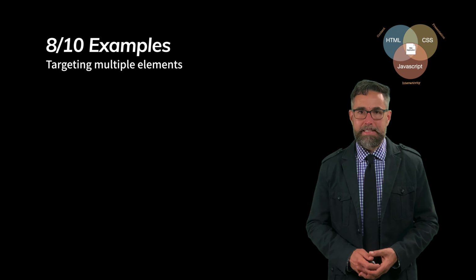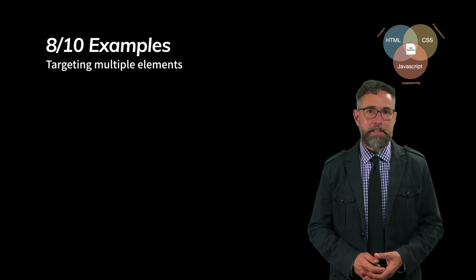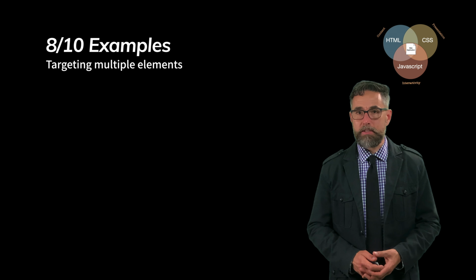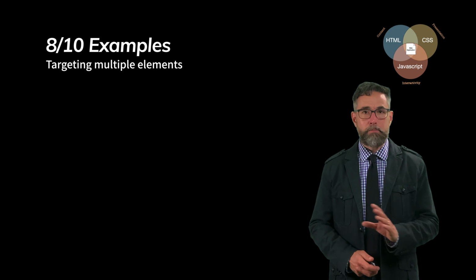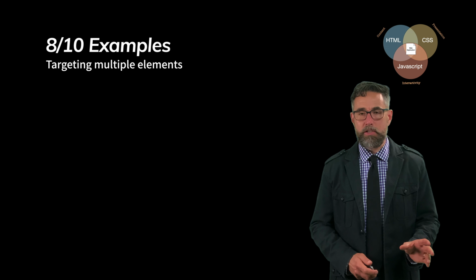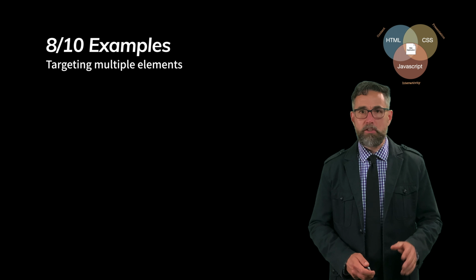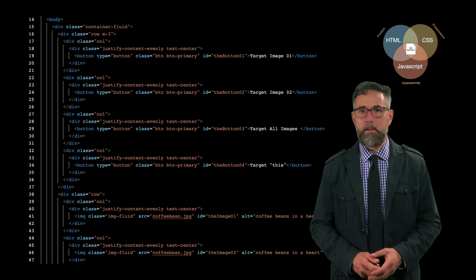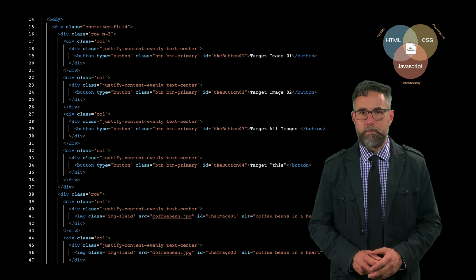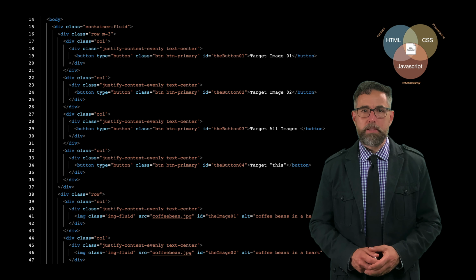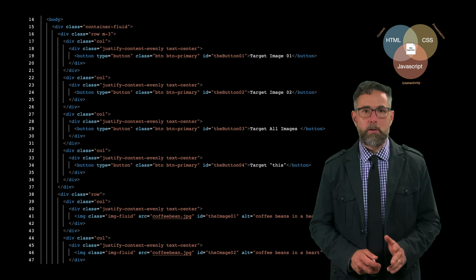All right, example 8. In example 8, what we would like to do is target multiple elements. We saw in the lead up to this that you can use selectors to select multiple elements within our HTML document object model. Let's actually do that and see what it looks like. So we're going to change the layout of our HTML in this example. And what I want to draw your attention to is line 19, line 24, line 29, and line 34.